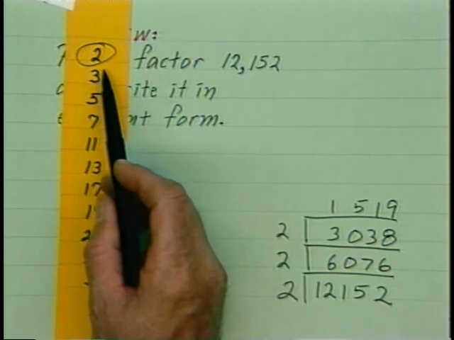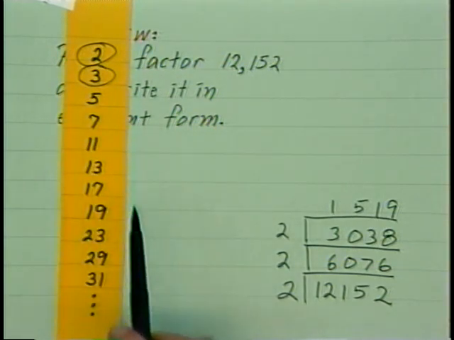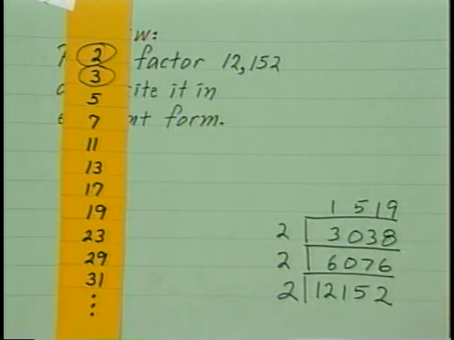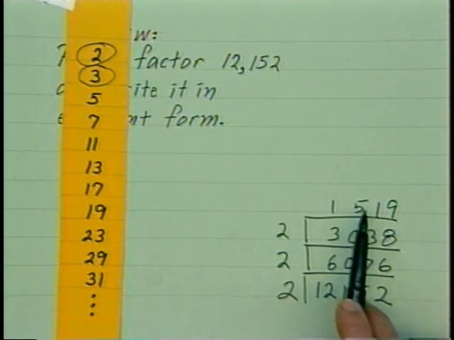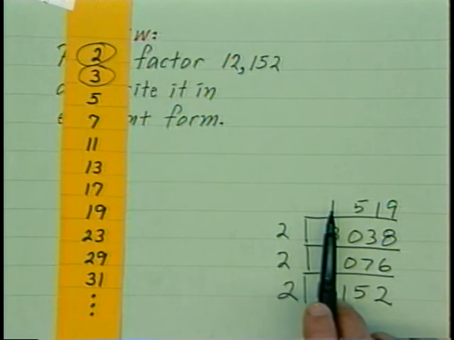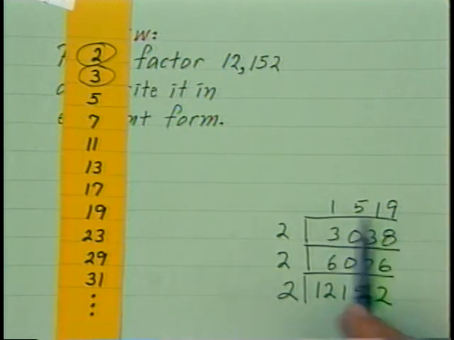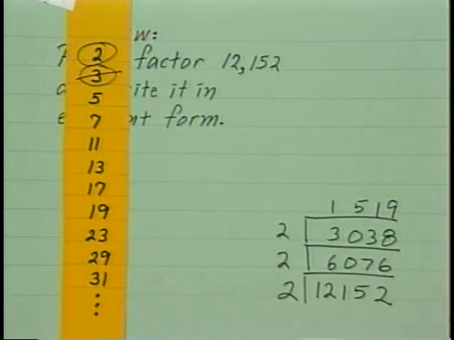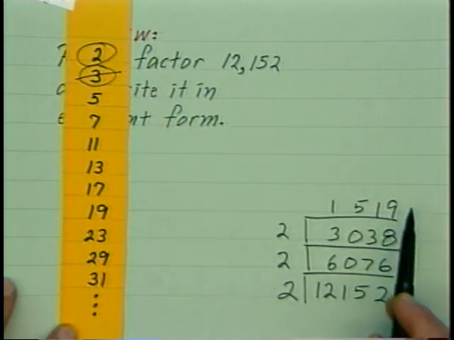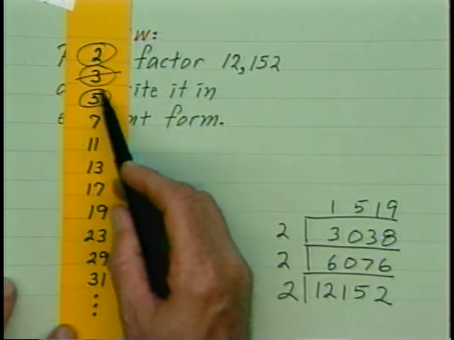So now we go to the next prime number, and we can see if 3 will divide into it by actually trying to divide by longhand or by calculator, or by using the divisibility test. So 1 and 5 is 6, and 1 is 7, and 9 is 16. 3 will not go into 16, so it will not go into 1,519. So 3 is not a prime divisor. We can see by inspection alone, because this is not 0 or 5, the 5 won't.